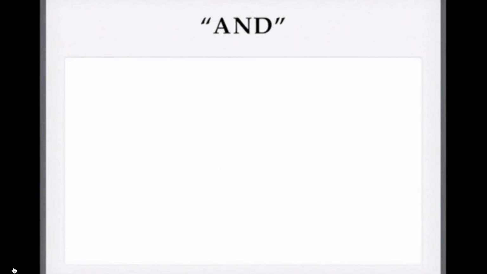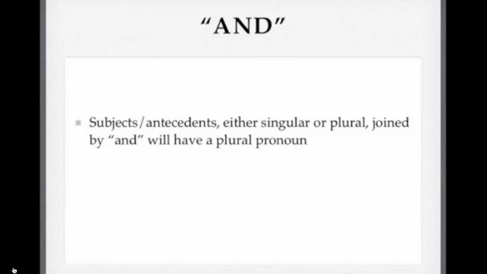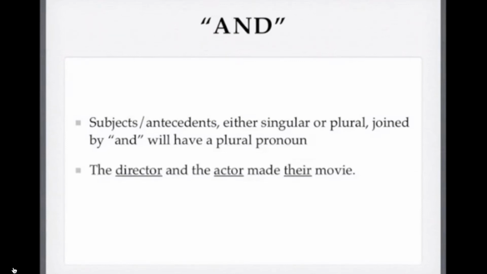And this is a special rule. Subjects or antecedents can be either singular or plural, joined by "and" will have a plural pronoun. The director and the actor made their movie. So if I take a look at the antecedents, director, actor, both are singular. However, the pronoun needs to be plural because a singular subject and a singular subject makes a plural subject. So director, actor, even though they're both singular, the pronoun is going to be plural. 1 plus 1 equals 2, or more than 1, plural.